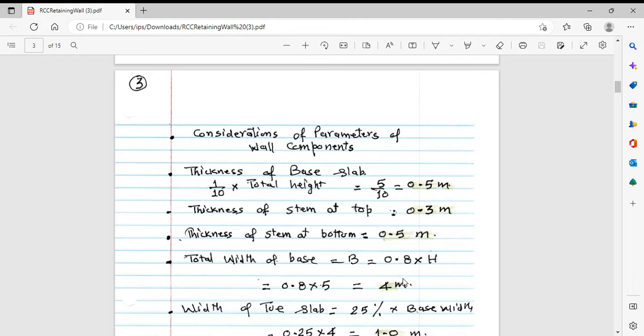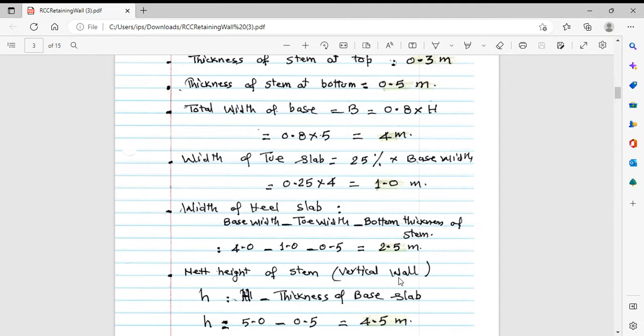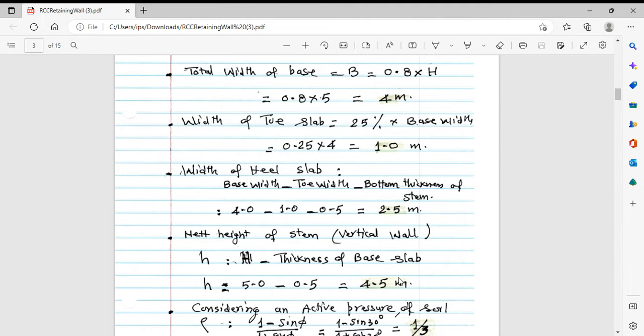Width of the toe slab will be 25% of the base width. Base width is 4 meters and 25% is 1 meter. So we can say that the width of the toe is 1 meter, total width of the base is 4 meters, with thickness of the stem at the bottom being 0.5. Definitely the width of the heel is 2.5 meters.